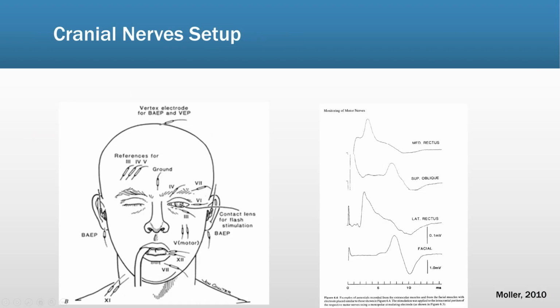The other cranial nerves, you can record from cranial nerve 5, 6, 7, 9, 10, 11, 12. All the cranial nerves except for 1, 2, and 8, we can do monitoring. The latencies are different. The medial rectus is about 4 milliseconds. Superior oblique is about 7 milliseconds. Facial nerve is about 7 milliseconds also. Lateral rectus is about 4 milliseconds.